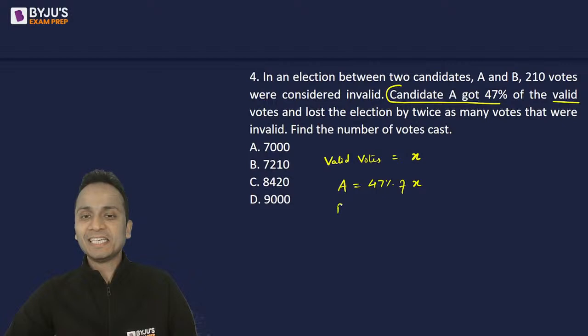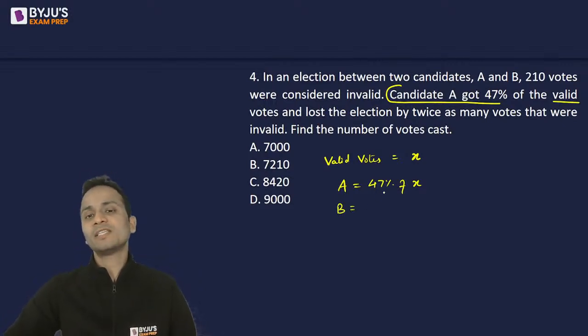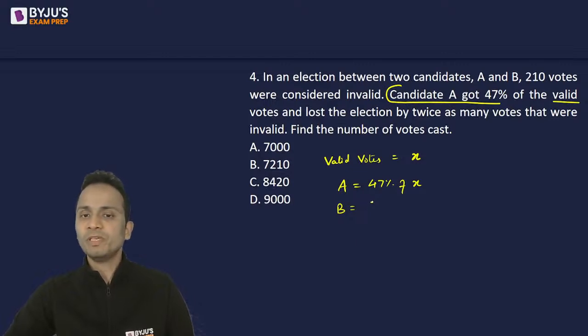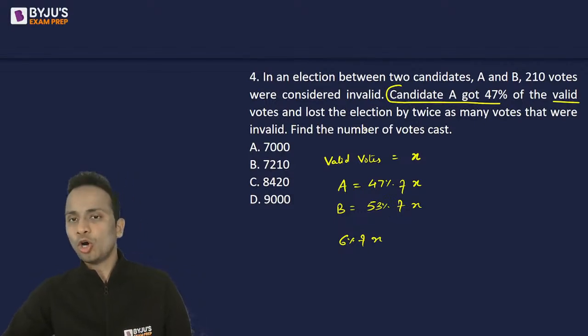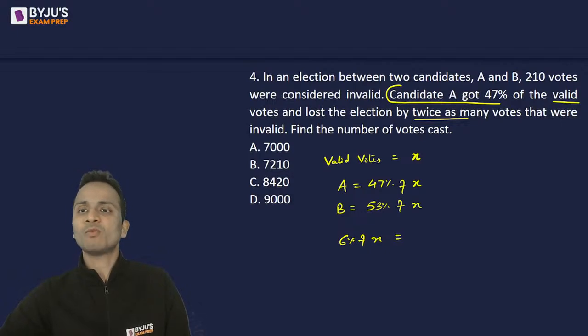Okay, and B got the remaining. So 47 percentage of X is received by A, so B will receive 53 percentage of X, right? The difference between them is 6 percentage of x, and this is the margin by which A has lost or B has won. Now this is given equal to twice the number of votes that were invalid.